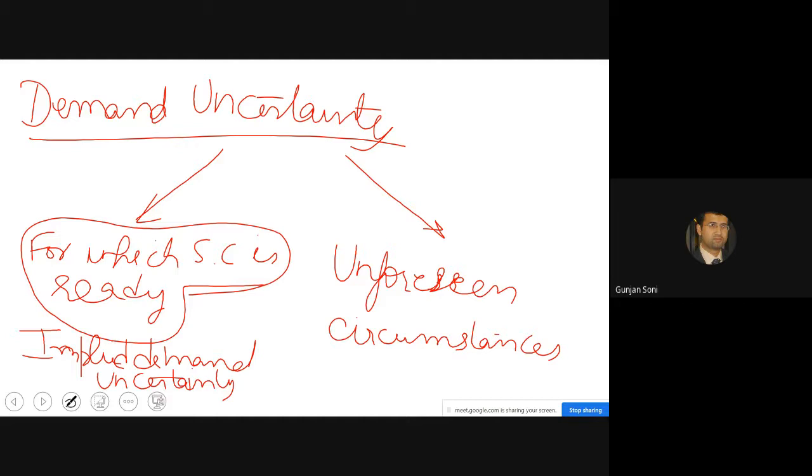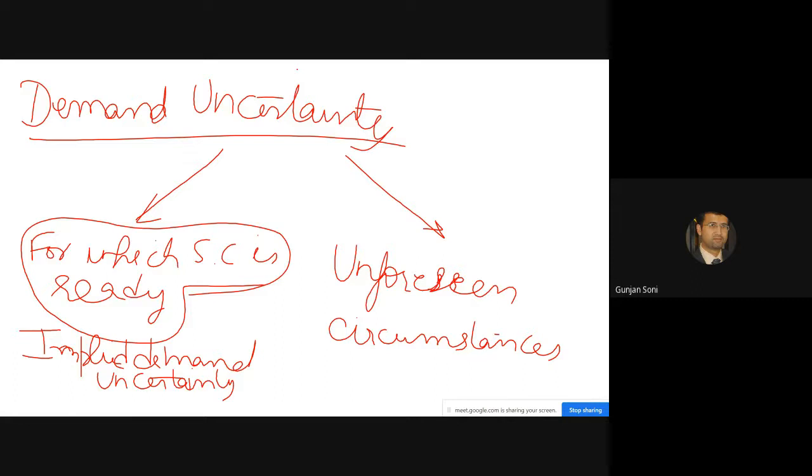Okay, now for what type of uncertainties are you ready, and how can you be ready for them? Let's say whenever new features are introduced in a certain product, a trend is seen over the last 3 to 4 years. You have the data that whenever new features were introduced, the demand takes a dip of 10 to 12%. So you are going to reduce your production during that time. You are prepared for that because you have already seen this happening.